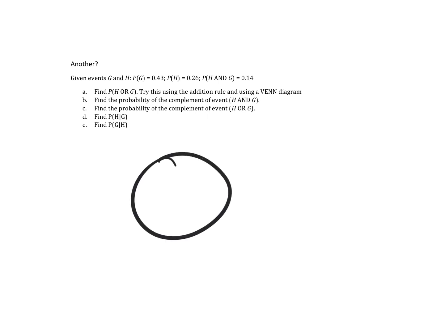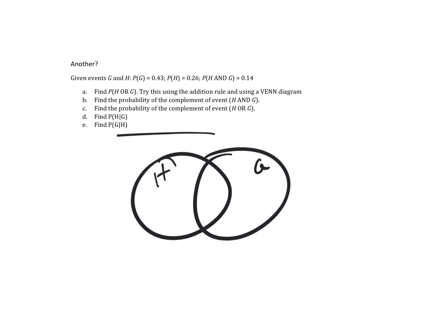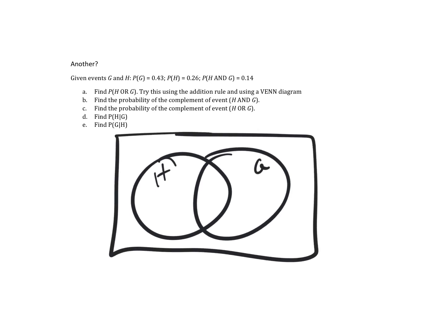I'm going to draw 2 overlapping circles. I'll label one of them H and the other G, and put them inside a big rectangle. I know that the probability of H is 0.43 and G is 0.26, and together they're 0.14, so that goes here. Then I have to subtract the 0.14 from the 0.43, so that's 0.29. And for G, it's going to be 0.12 because it has to add to 0.26.